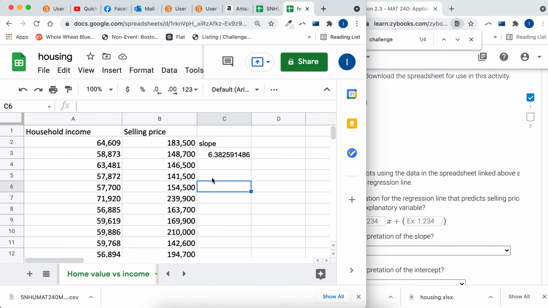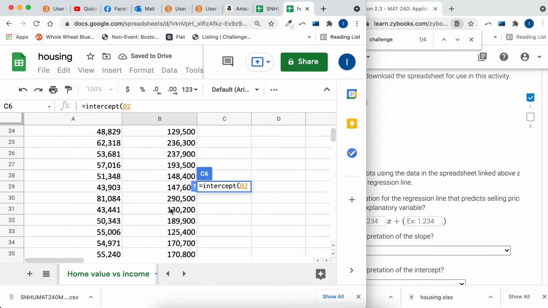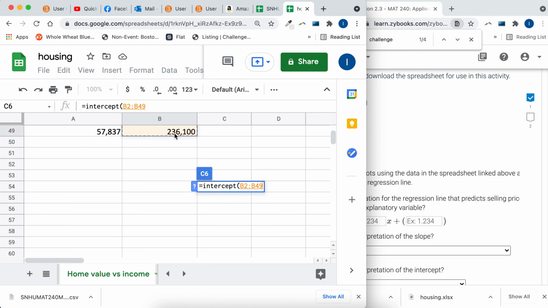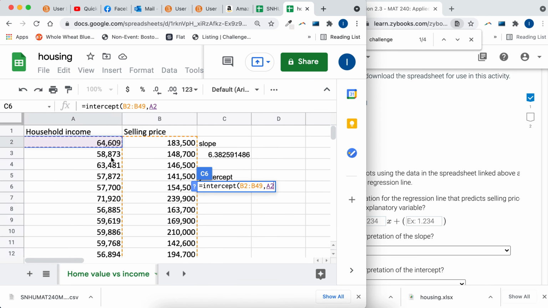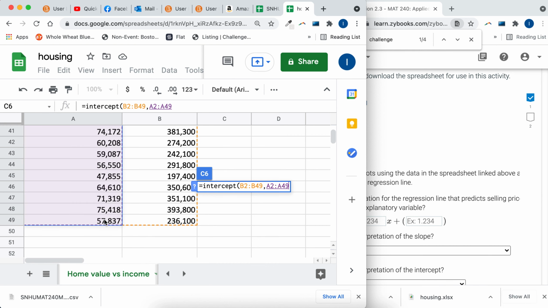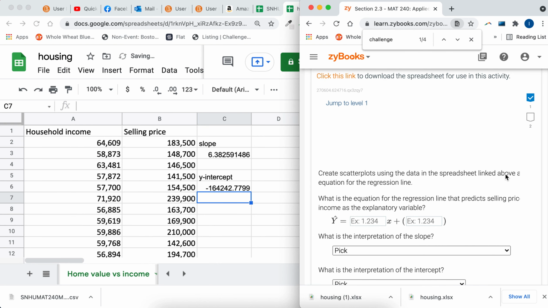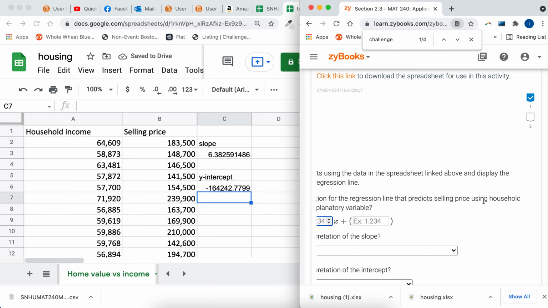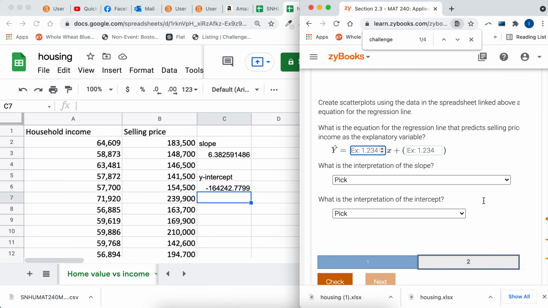We also need the y-intercept. Type equals intercept, open parentheses, and again, it's got to be y first. So you can click and drag and put a comma, and then you can click and drag for the x column. I think that's everything we need. I don't like that they don't tell you how many decimals to use. Usually software like this does, but so we'll do 6.382591486. I'm just typing in all the decimals. -164242.7799.